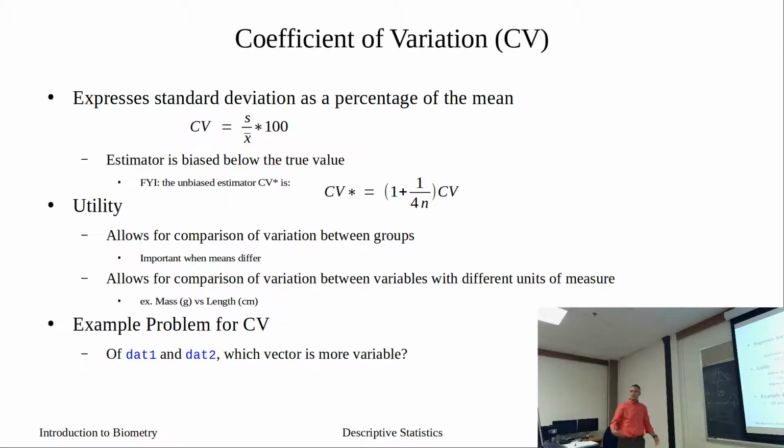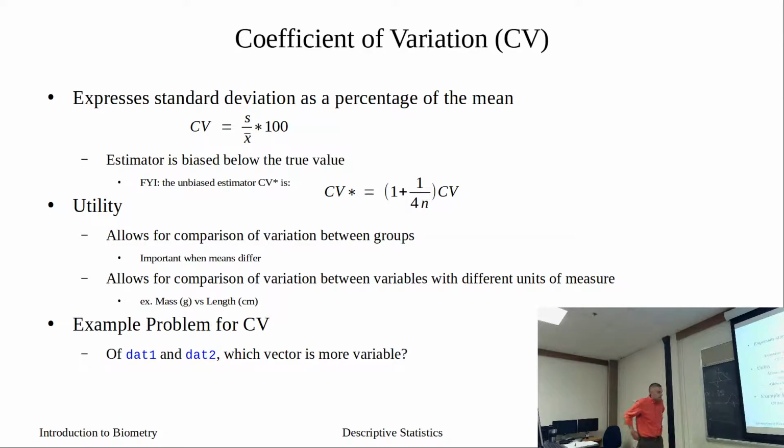We're not going to use it because what ends up happening is as our sample sizes get larger, our bias starts to become negligible. All right, so when do we use it? For comparison of variation between the groups. So when our means are different and also when we have different units of measure, we would report the CV.